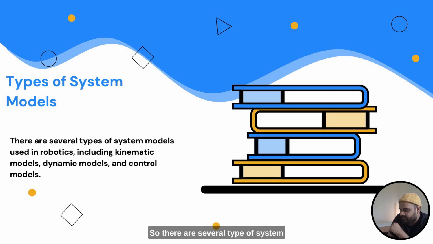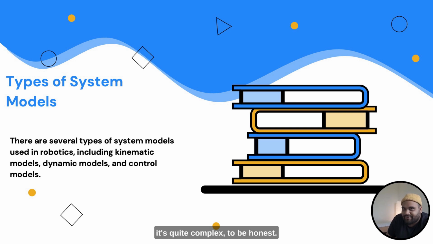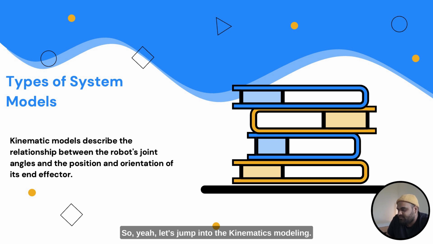There are several types of system modeling in use in robotics, including kinematic modeling, which we already saw a little bit before, dynamic modeling, and control modeling. Dynamic modeling is one of those parts which you would encounter less often, because it's quite complex, to be honest. Control modeling is again one of the easier ones, though not the easiest. Modeling is always quite a tedious process. So, let's jump into kinematic modeling.